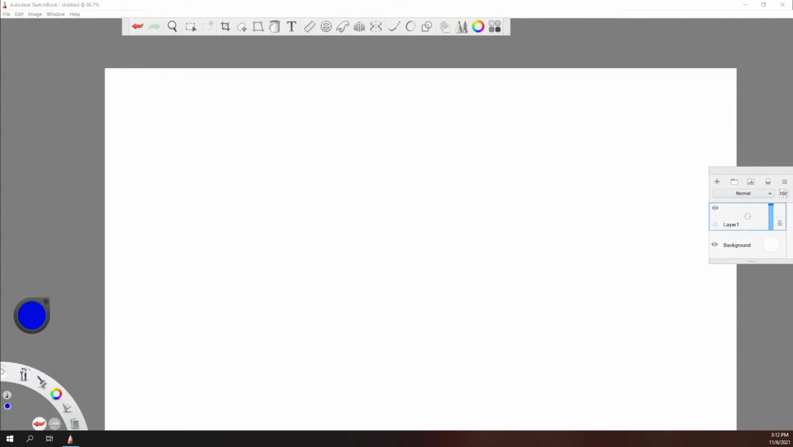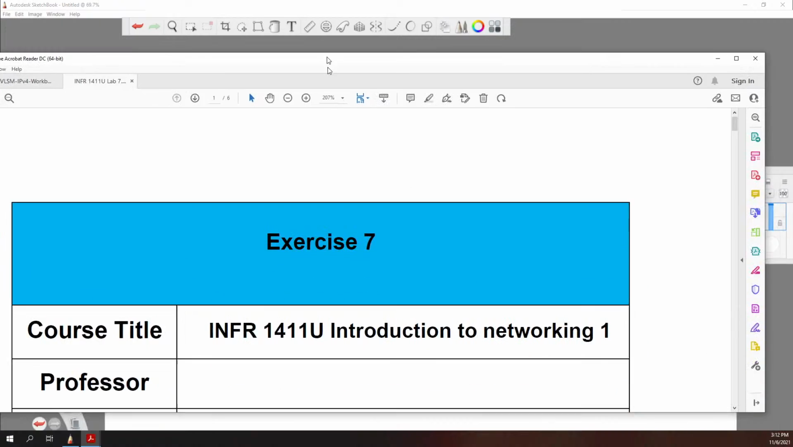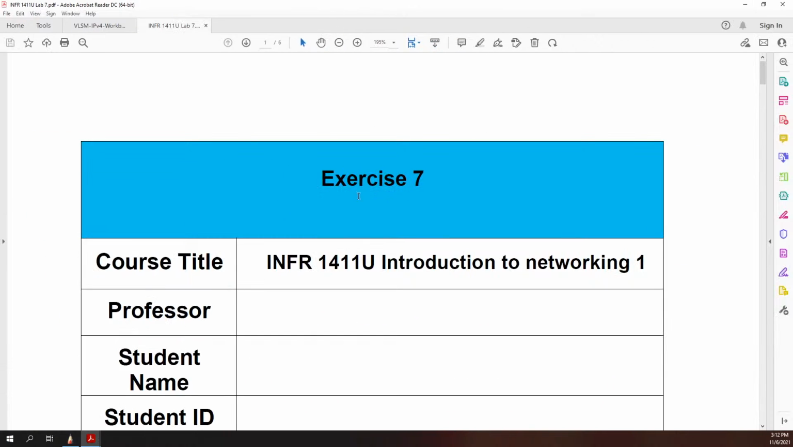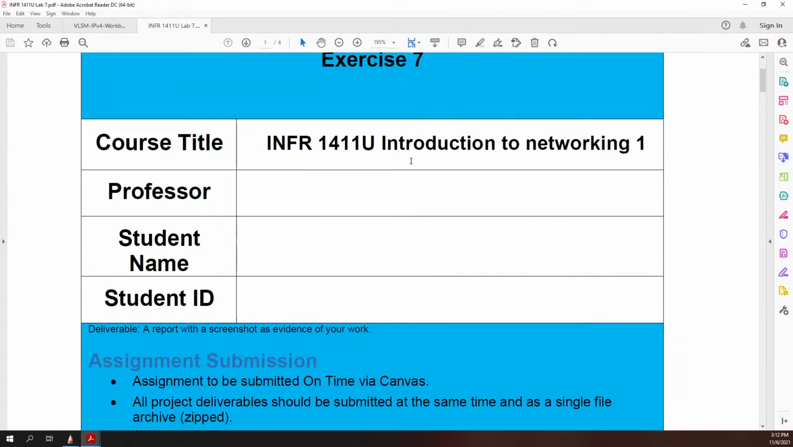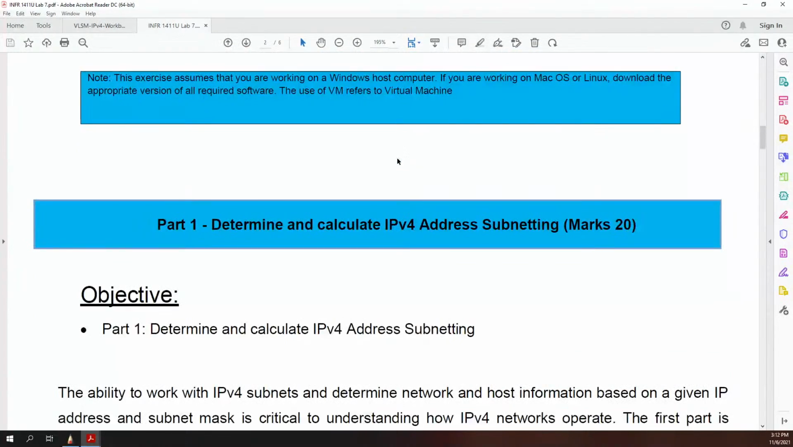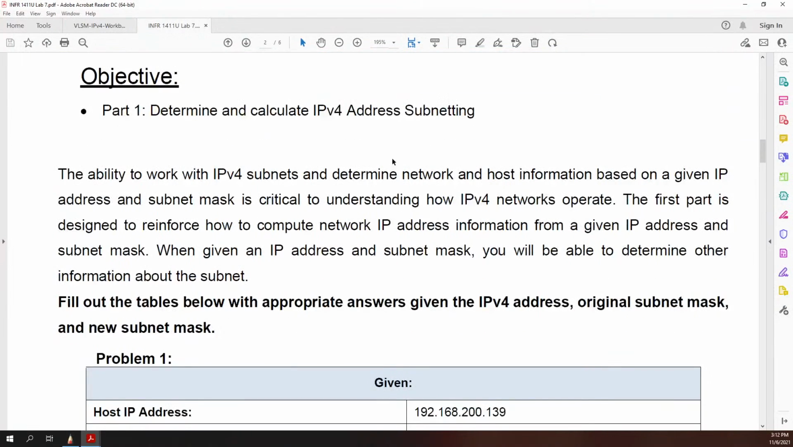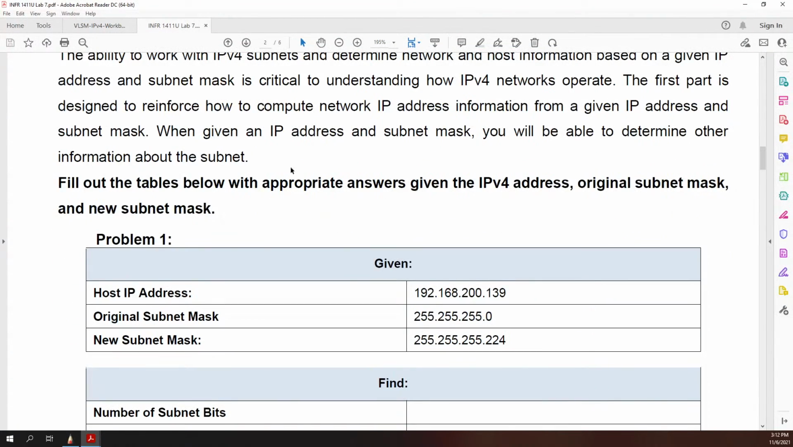So this particular lab or assignment that I'm going to be going over, I'm not going to be going over the entirety of it, mainly because the lab itself is not necessarily about doing it, rather it's more like doing math questions and things like that. So this particular lab, which is lab 7, is going to be going over calculating IPv4 subnetting addresses.